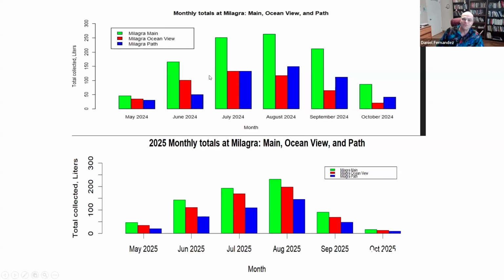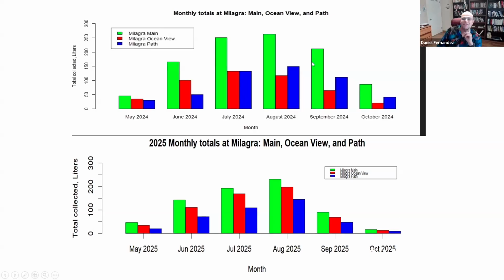The green one is the one that's most productive. That's the main fog collector I have. And it's always the most productive one at that site. I've never had it produce less than any of the other ones. And the red one is one of the other sites there. And then the blue one is the 3rd site. And you can see that sometimes they trade off. Sometimes the red ones produce more than the blue one and vice versa, which is interesting, at least in 2024. In 2025, the red one always outproduced the blue one.